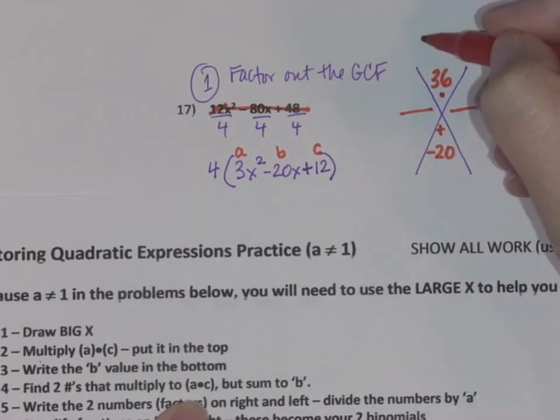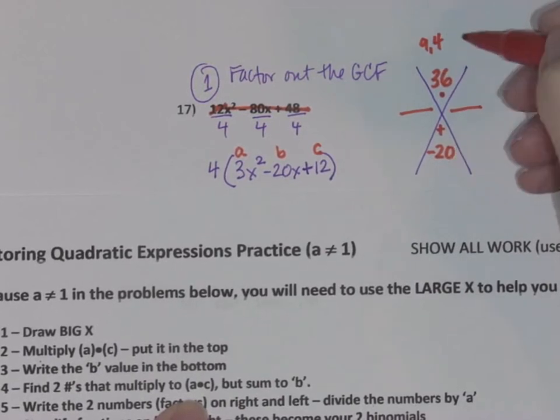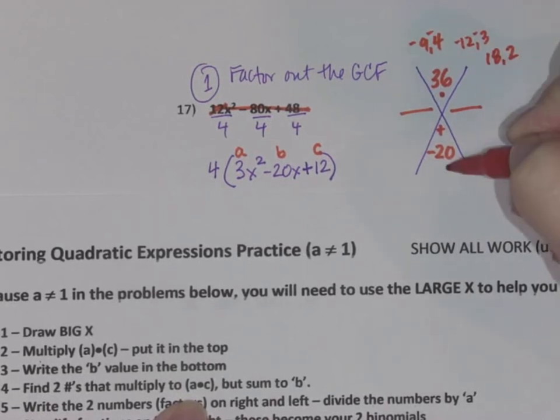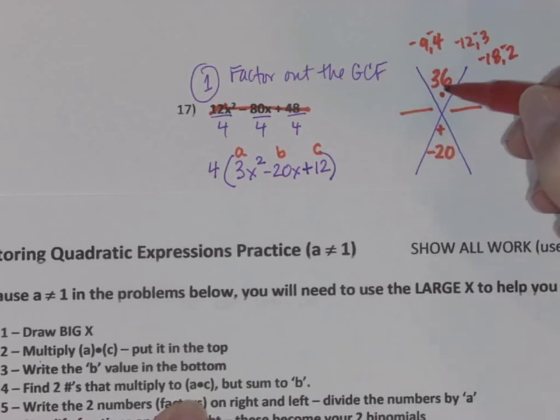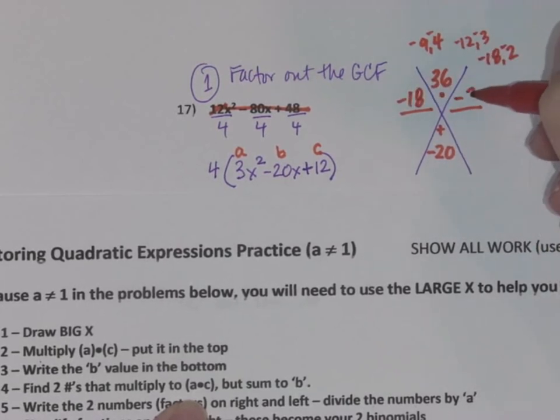Well, 36, I can think of 9 times 4, but that doesn't add to negative 20. Negative 9 and negative 4 won't add to negative 20 either. What about 12 times 3? Well, that's going to be 15, so that's not going to work. 18 times 2. Now 18 times 2 would add to positive 20, so I'm going to have to make both of those negative in order to make them result in a positive 36 when I multiply them and a negative 20 when I add them. So negative 18 and negative 2.